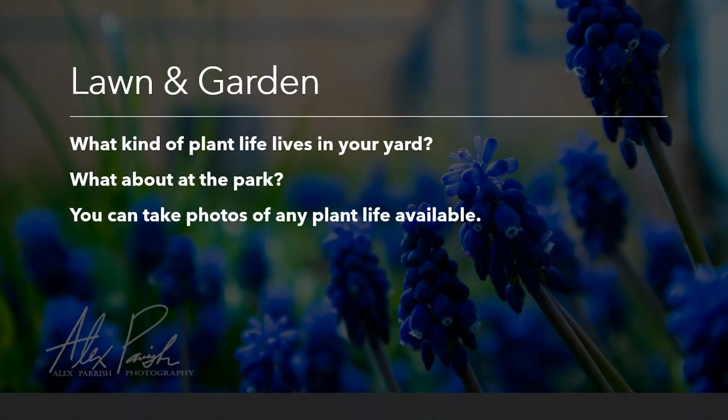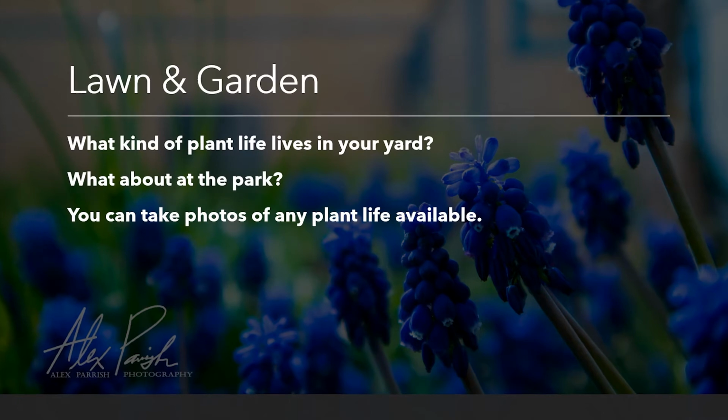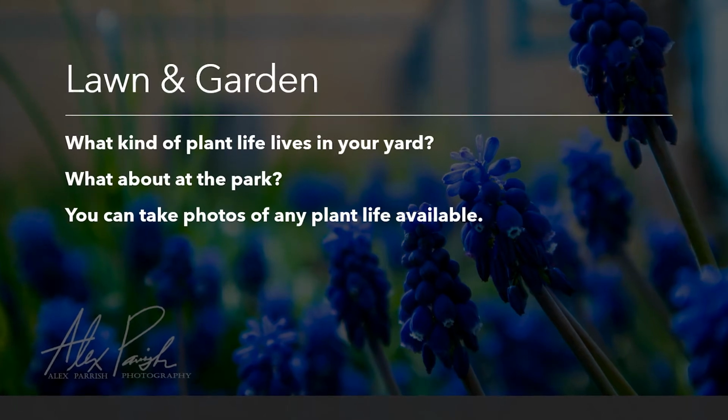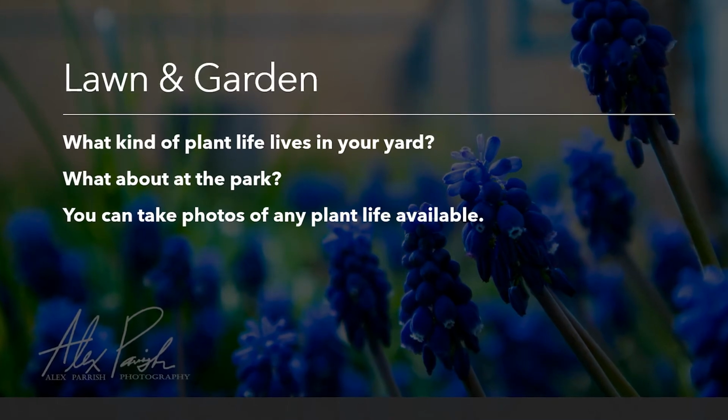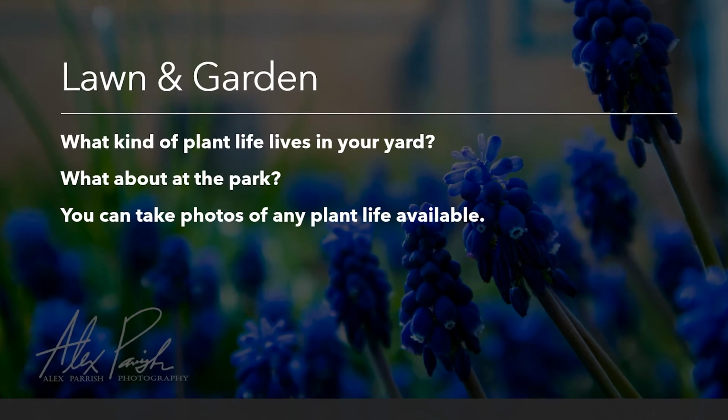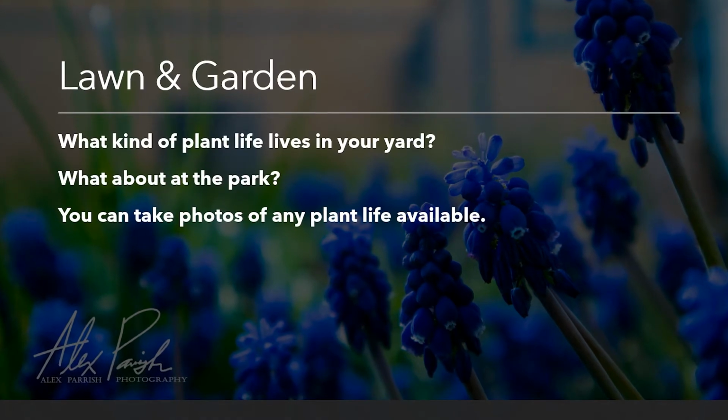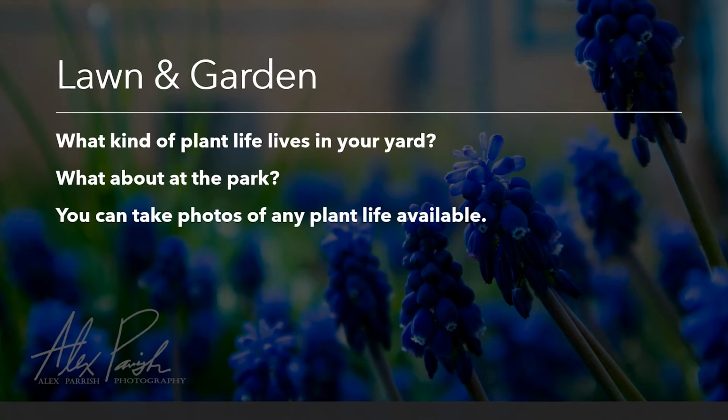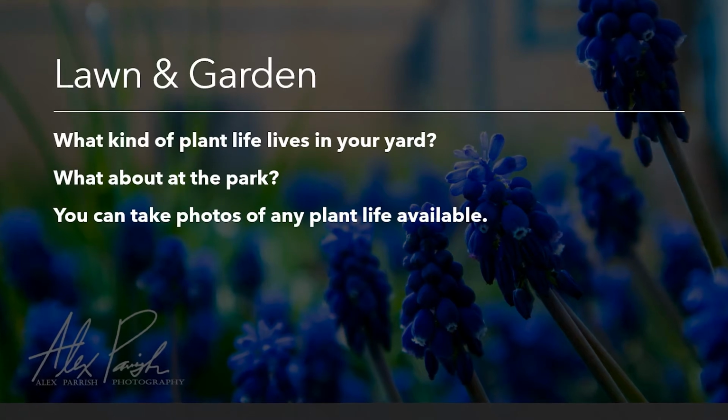So as I said earlier, we would come back to plant life, and that's what lawn and garden is all about. Okay, so what kind of plant life lives in your yard? You can take photos of any plant life available. Don't get stuck on this one too much, or any of them for that matter. You can do this at your own pace within your own capability.